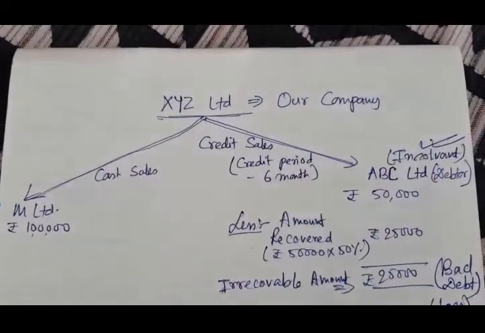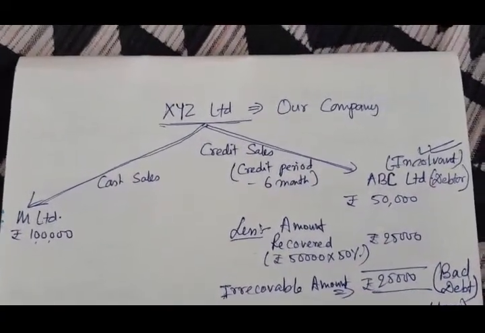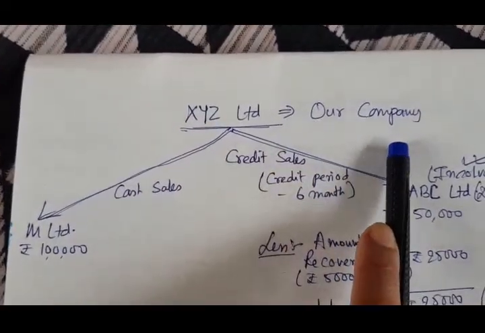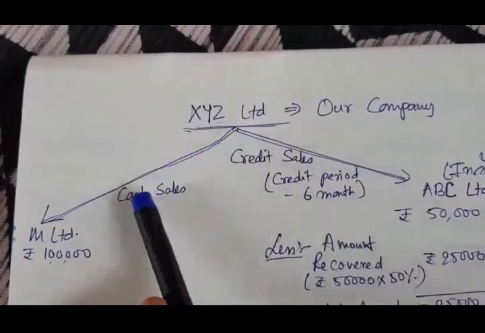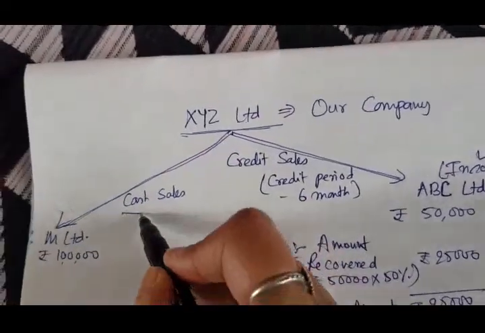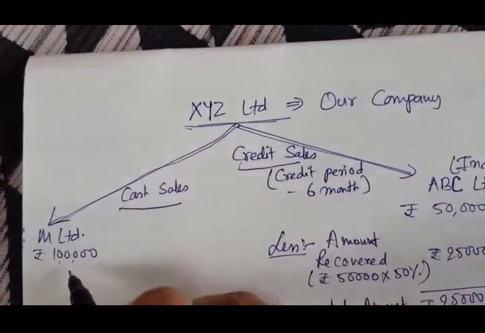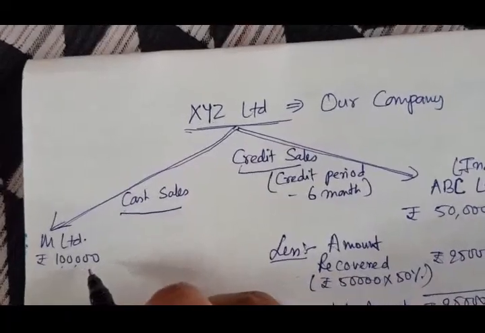Next comes bad debt. What is a bad debt? Keep in mind, bad debt is a loss of the company. How does bad debt arise? I will illustrate it with the help of a small example. Now look at this example. XYZ Limited is our company. XYZ Limited has done two types of sale: one is cash sale, another is credit sale. Cash sale to M Limited, worth rupees 1 lakh. What is the meaning of cash sale?